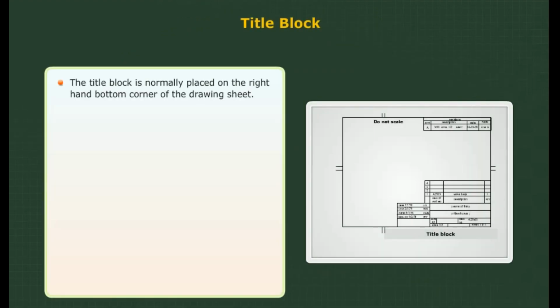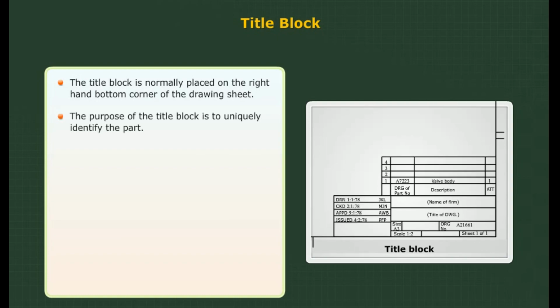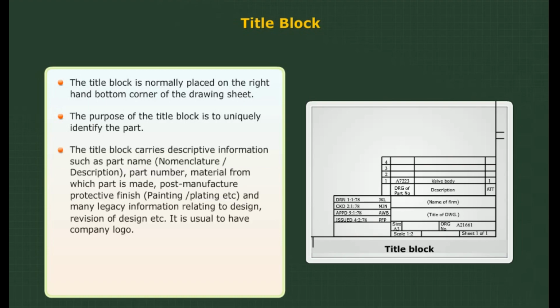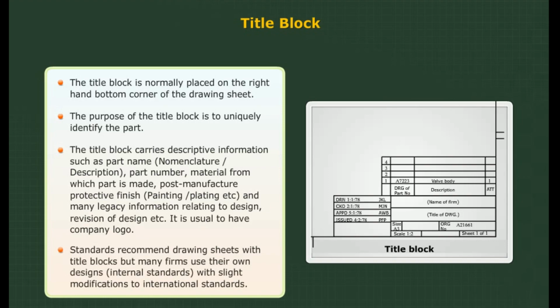Title block. The title block is normally placed on the right-hand bottom corner of the drawing sheet. The purpose of the title block is to uniquely identify the part. The title block carries descriptive information in brief, such as part name, nomenclature or description, part number, material from which the part is made, post-manufacture protective finish, painting, plating, etc., and many legacy information relating to design, revision of design, etc. It is usual to have a company logo.